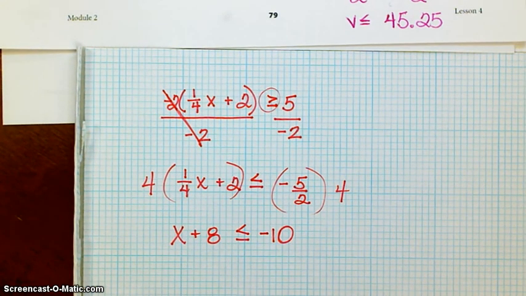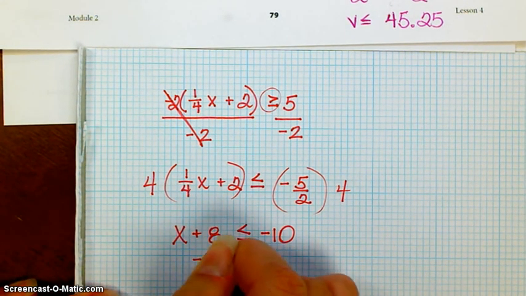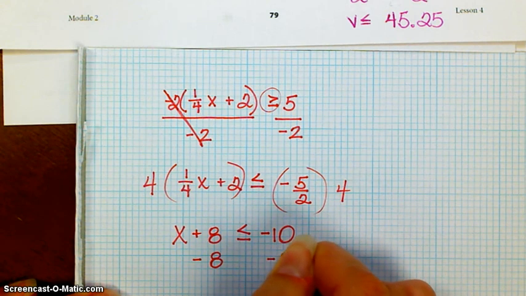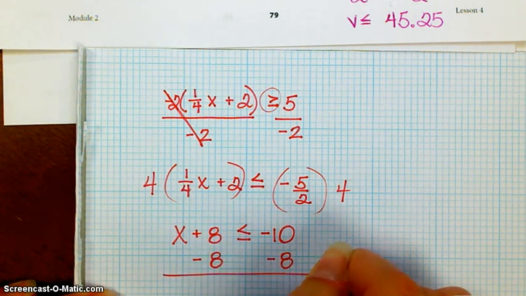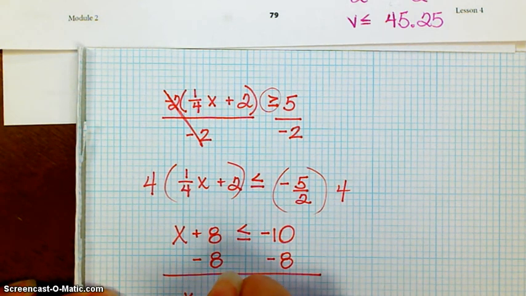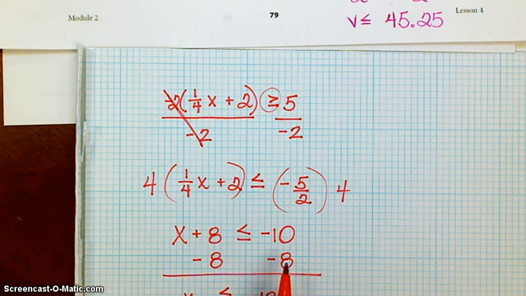Okay. And then minus 8, minus 8. X is less than or equal to negative 18. Now, I subtracted 8 from both sides, but that's not multiplying or dividing by a negative, so there's no switching around this sign. It's only when you're multiplying or dividing with a negative that you've got to flip the sign.